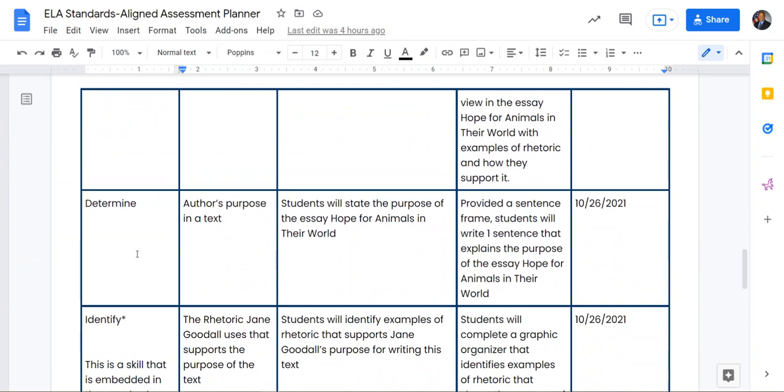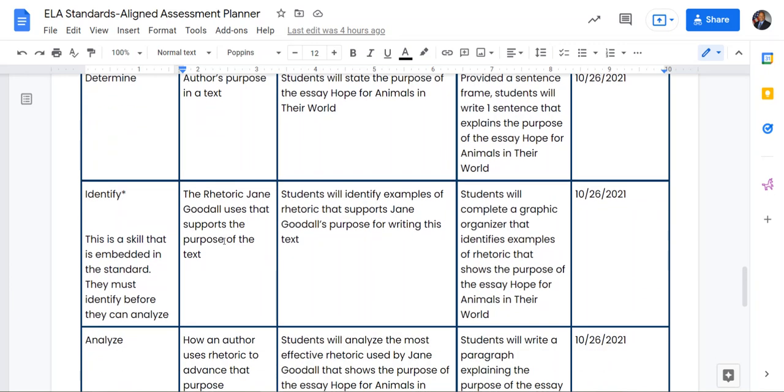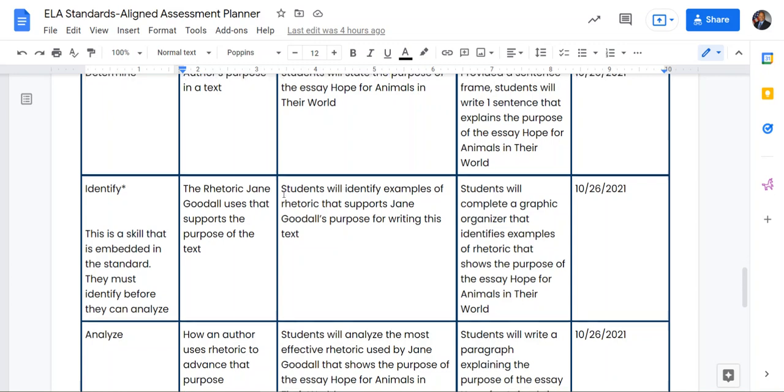And it's very much like this. We're going to determine an author's purpose in a text. So the learning target there is students will state the purpose of the essay, Hope for Animals in Their World, or at least the excerpt. And once again, we've got the identify here because we want them to identify examples of rhetoric that support this purpose for writing the text. So this rhetoric that she uses, how does that help them tell what the purpose of the text is?